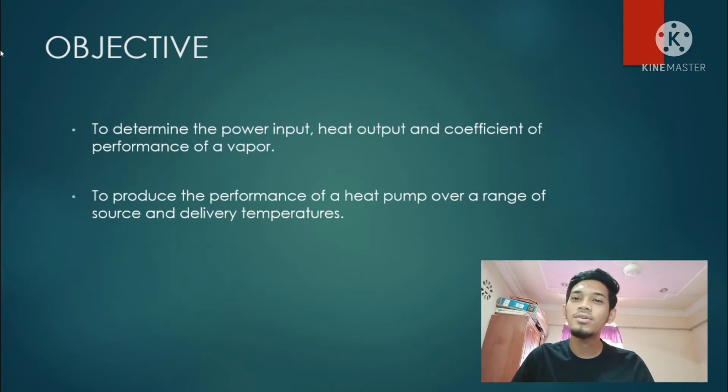AA190152. Okay, so now I will talk about the objective of the mechanical heat pump experiment. The first one is to determine the power input, heat output and coefficient of performance of a vapor compression heat pump system. Next is to produce the performance of the heat pump over a range of source and delivery temperatures.